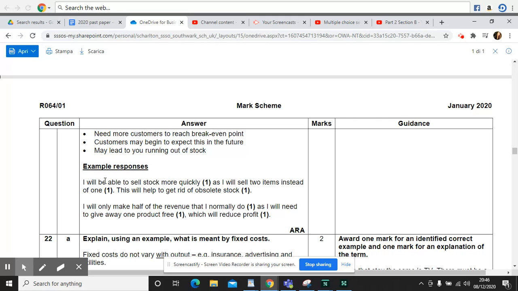You don't have to do the big thing that I give you. It's just that I really recommend that you do it because that would always give you the structure to get the full 3 marks. Okay, times 2, then 6 marks. And then the disadvantage is that you only make half the revenue that you normally do, as I will need to give away one product for free, and this will reduce my profit.